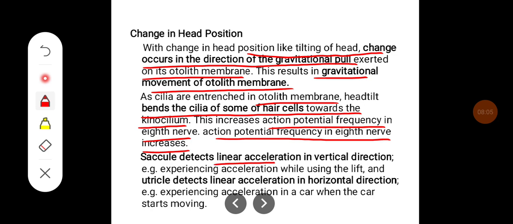Saccule detects linear acceleration in the vertical direction. Example, experiencing acceleration while using the lift. And utricle detects linear acceleration in the horizontal direction. Example, experiencing acceleration in a car when the car starts moving.